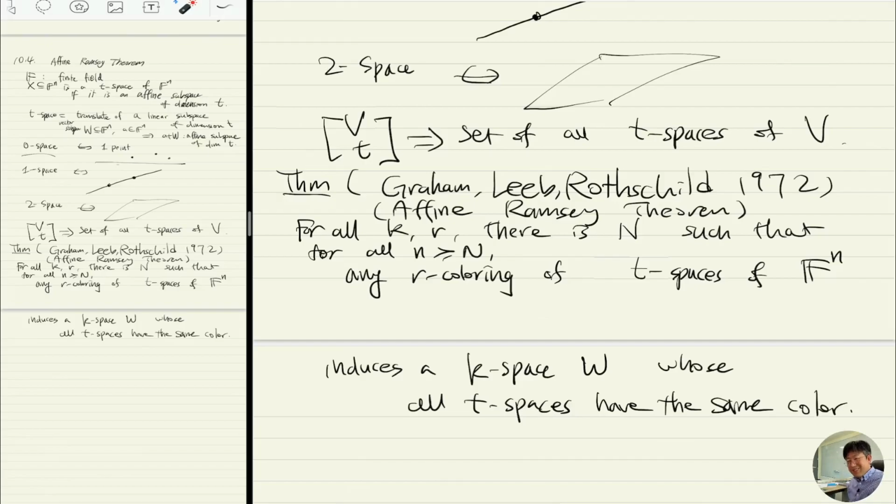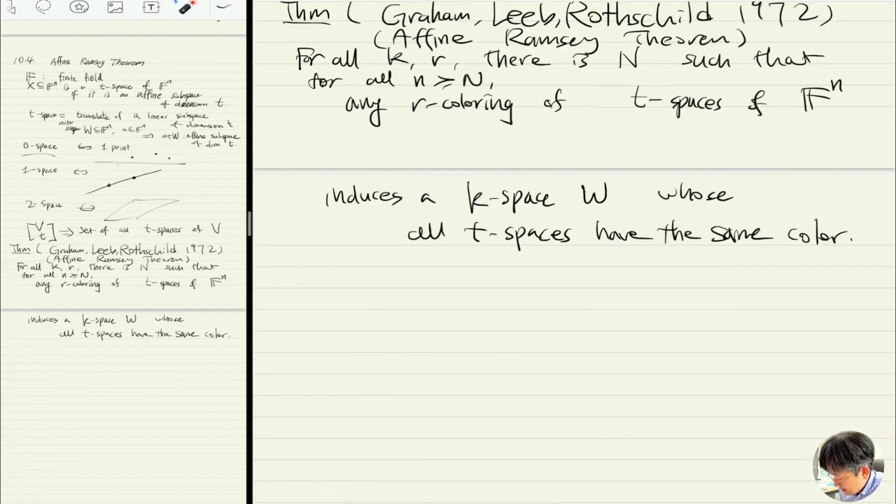So this is similar to the Ramsey theorem for graphs. Instead of coloring edges, we are coloring subspaces. We color the lines or planes, right? So we are coloring all the lines by one of these r colors, and no matter how we color them, there will be a k-space whose t-spaces all have the same color.